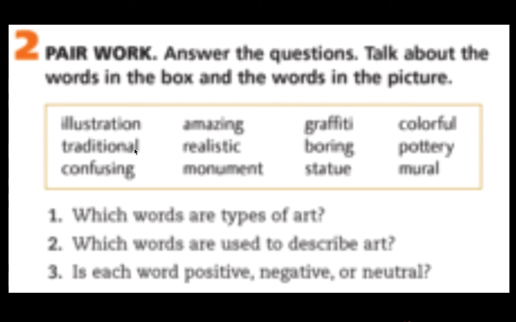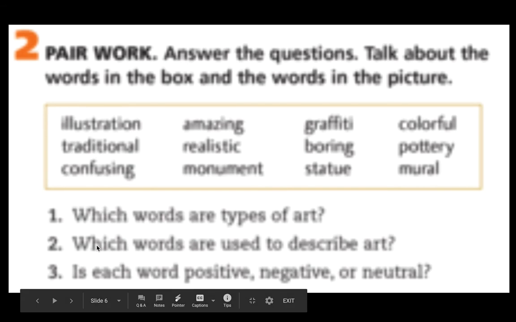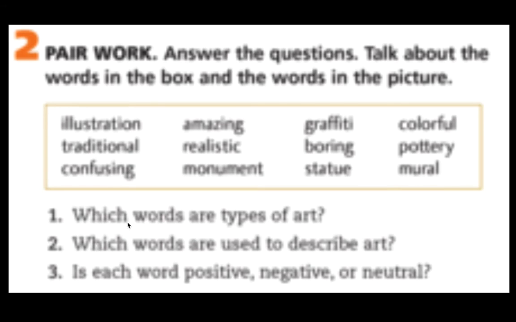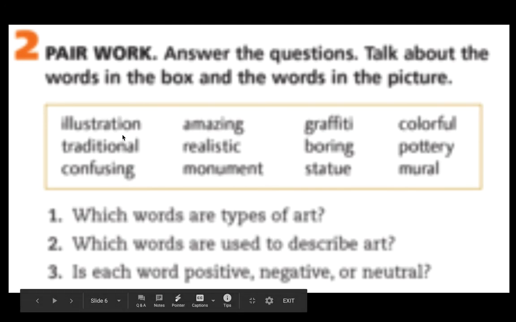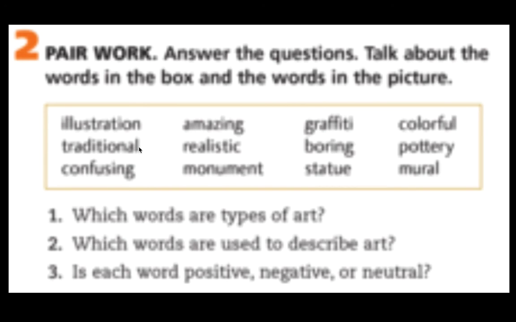Traditional. Traditional could be one or two. So it's a traditional painting or a traditional sculpture. It can also describe the picture. So this is a traditional image. And traditional, positive, negative, neutral? Neutral. It describes it as traditional, kind of old style, not futuristic.